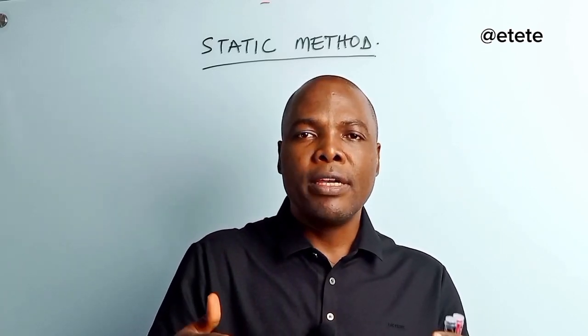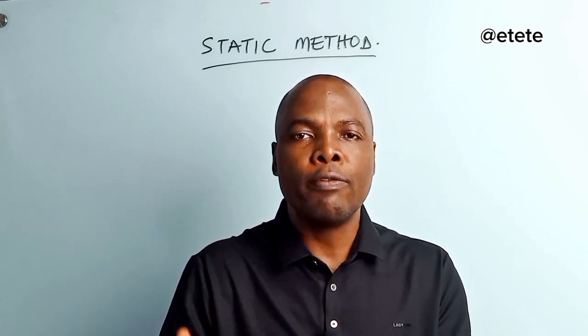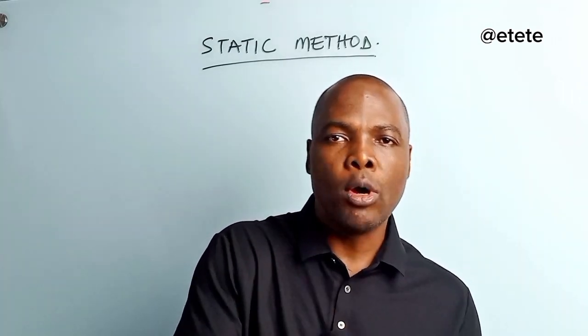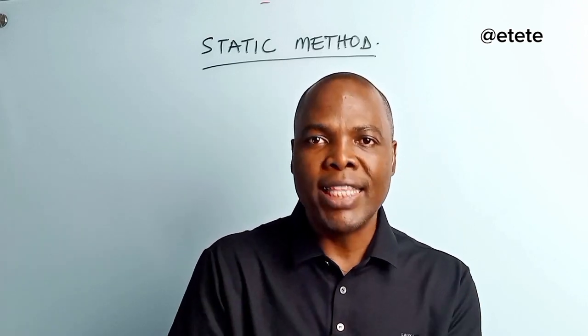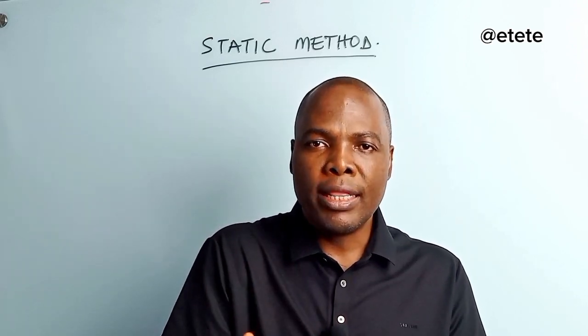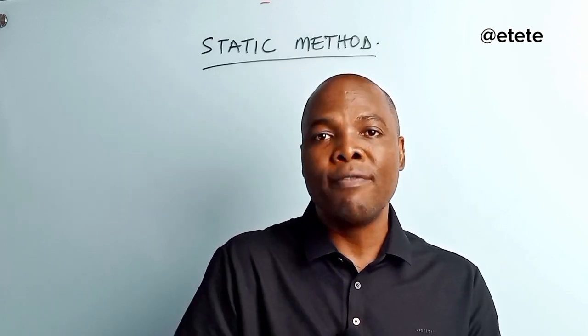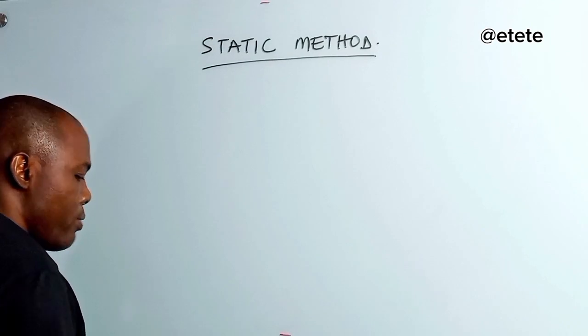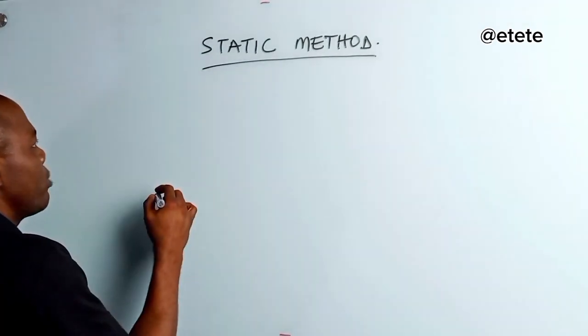Just like the tree of knowledge of good and evil that was created in the garden, irrespective of Adam or Eve, that tree was standing alone. So it's like a rule that is applicable to everybody in that system. All right. So looking at static method, we are going to write our program like we usually do.